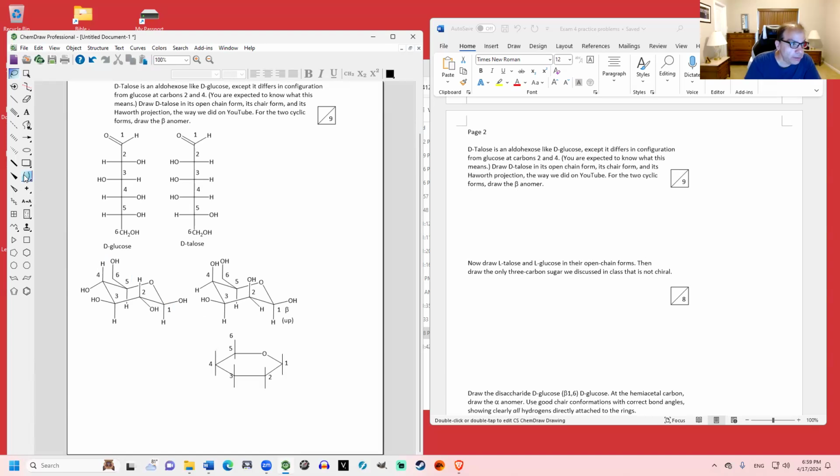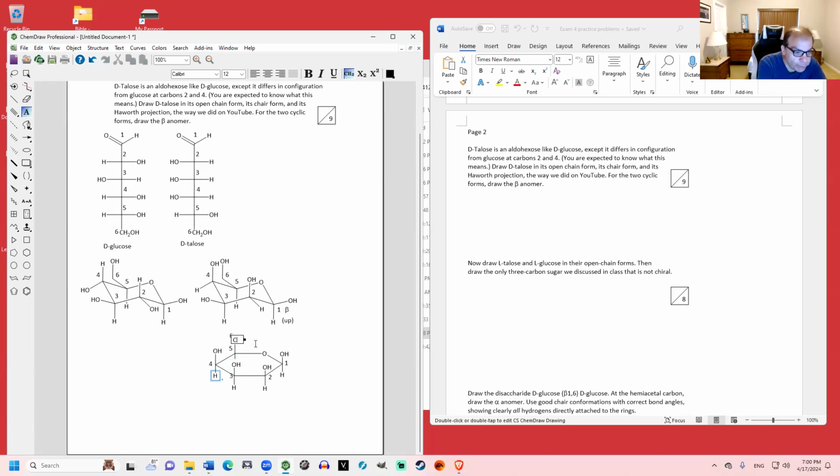And so on carbon 1, we have the OH group pointing up and the hydrogen pointing down. On carbon 2, the OH again points up. The hydrogen points down. You can tell easily that the OH is pointing up, so the H on the same carbon must be down. On carbon 3, the OH is up and the hydrogen is down. On carbon 4, the OH is up and the hydrogen is down.